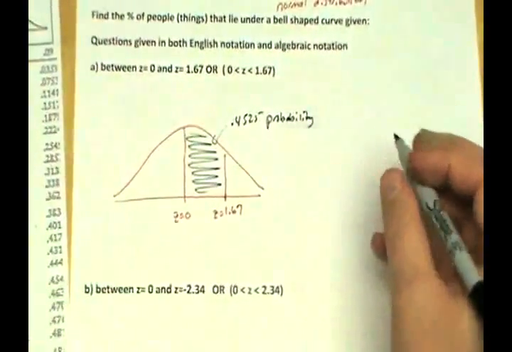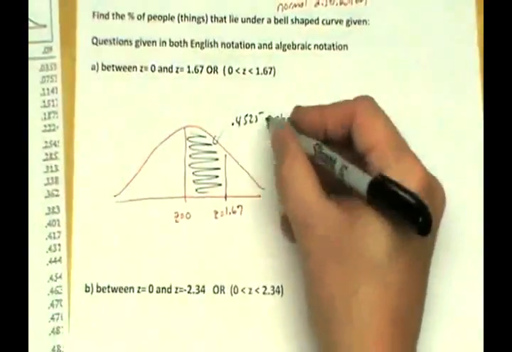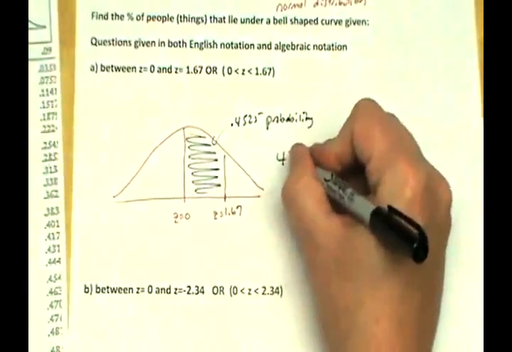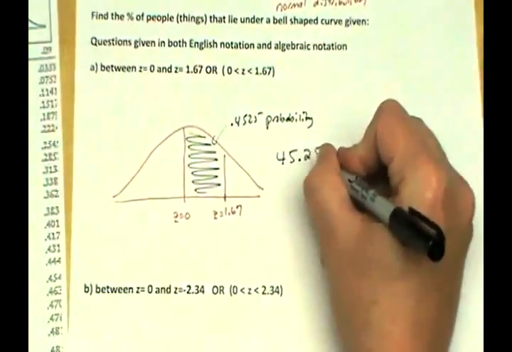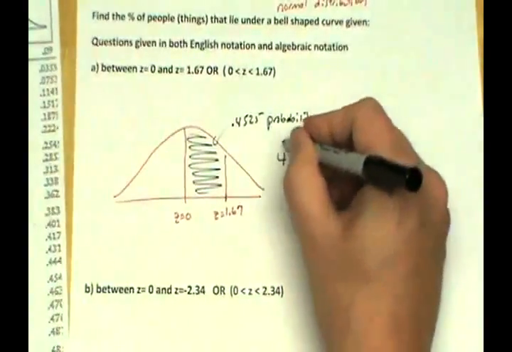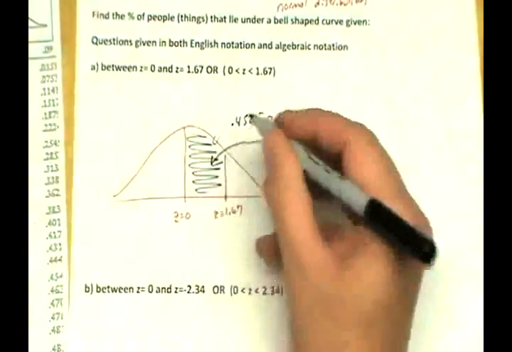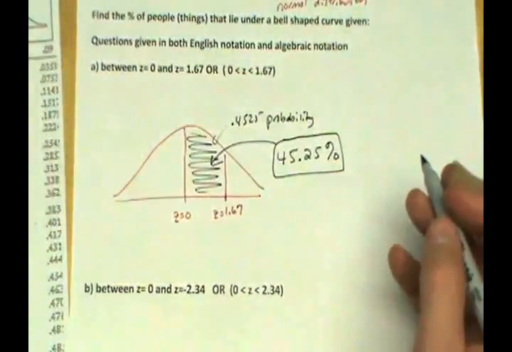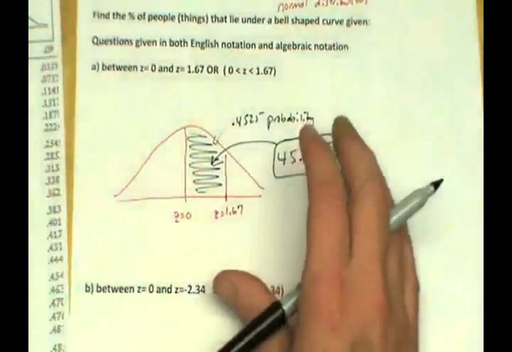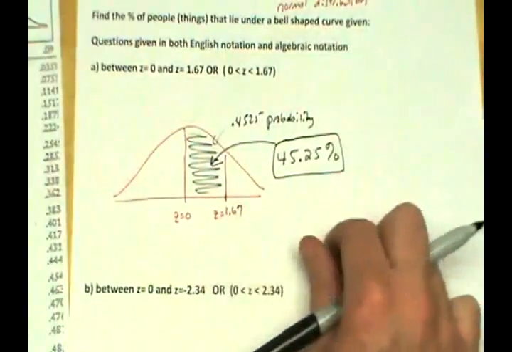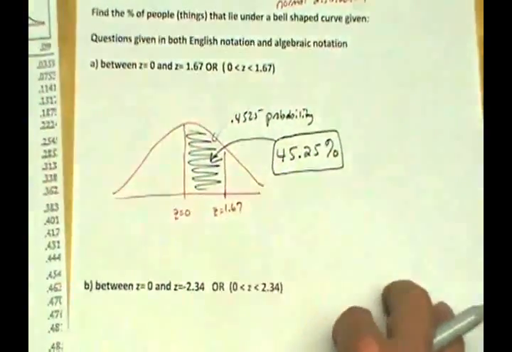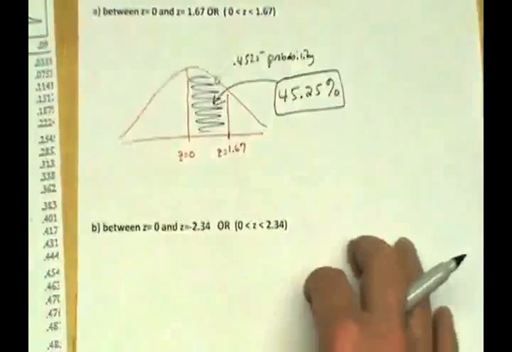And again, people don't like to think in terms of probability. So we're going to move it over 2 decimals, and we're going to say 45.25%. So that's the percentage of things that lie between a z-score of 0 and a z-score of 1.67. Okay, so we're just doing generic z-scores now. The second half of this lesson, we're actually going to get into applications. But right now, we need to know how to figure out these bell-shaped curves.